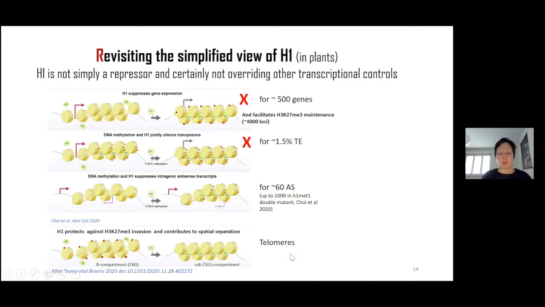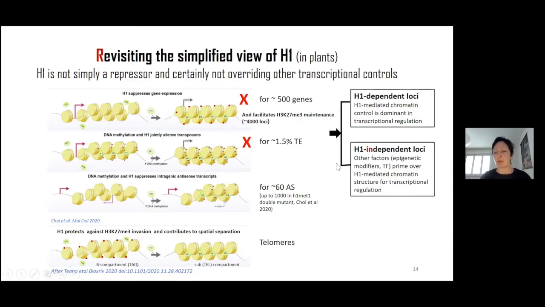And in addition, and that's a new finding from the lab of Freddie Barneche, we know that H1 actually protects other regions of the genome against H3K27 methylation. So you see, H1 is not a simple actor of chromatin organization. It's not only about suppression, and it's not only about facilitating H3K27 methylation, because H1 also protects against H3K27 deposition. And this is especially true for the telomeres, and by doing so, H1 actually contributes to separate the telomere away from the rest of the genome in the nucleus.